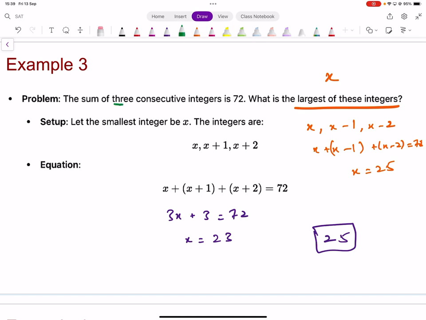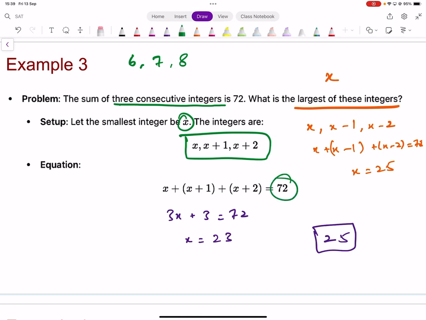So you have three consecutive integers. What does that mean? Let's say one of those integers is 6. What's the next one going to be? 6 plus 1, that's 7. And the next one is 6 plus 2, that's 8. If we call one of them x, let's say the smallest is x, what should be the next one? X plus 1. What should be the next one after that? X plus 2. So these are the three integers. Add them up together, the result should be 72.